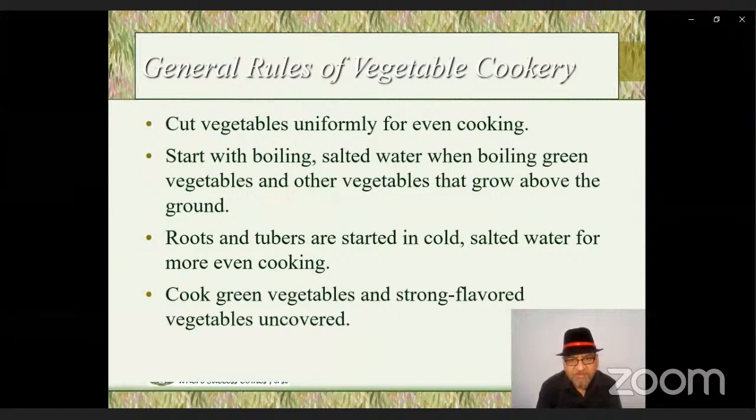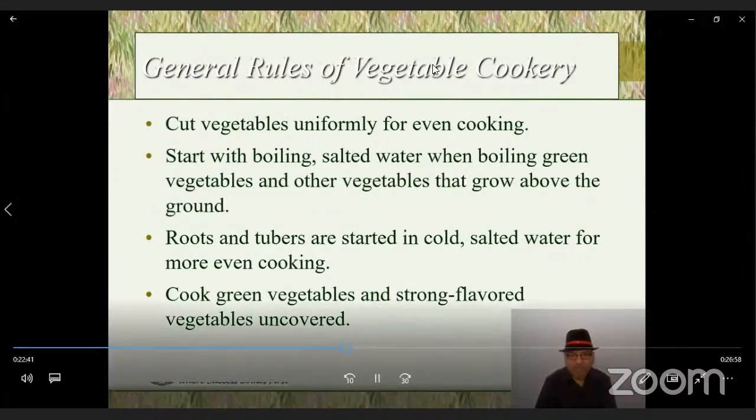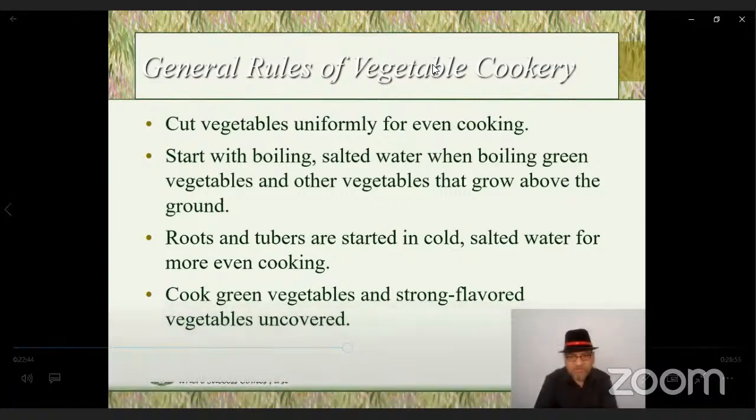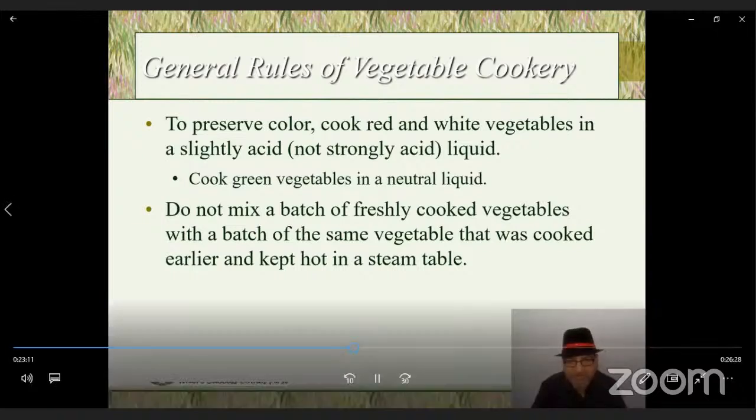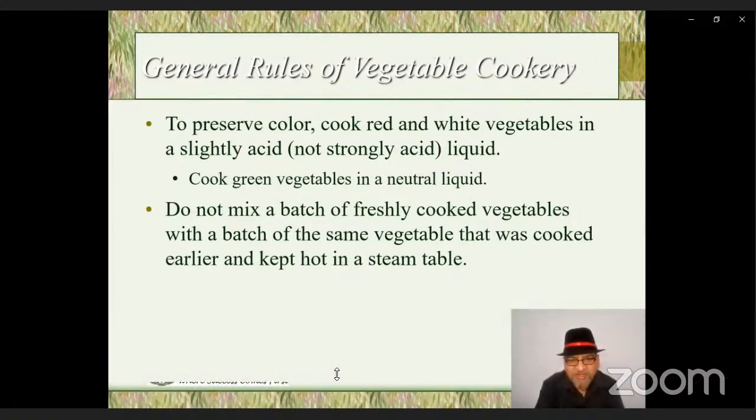Start with boiling salted water when boiling green vegetables and other vegetables that grow above the ground. Roots and tubers are started in cold salted water for more even cooking. Cook green vegetables and strong flavored vegetables uncovered. To preserve color, cook red and white vegetables in a slightly acidic, not strong acid liquid. Do not mix a batch of freshly cooked vegetables with a batch of the same vegetable that was cooked earlier and kept hot on a steam table.